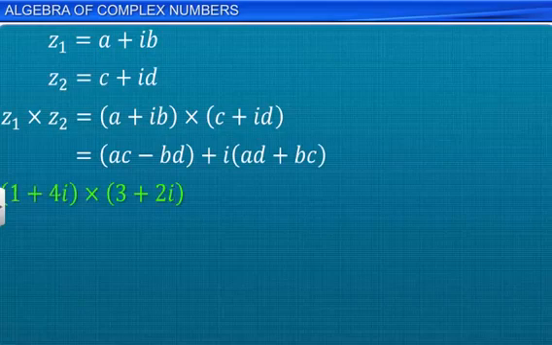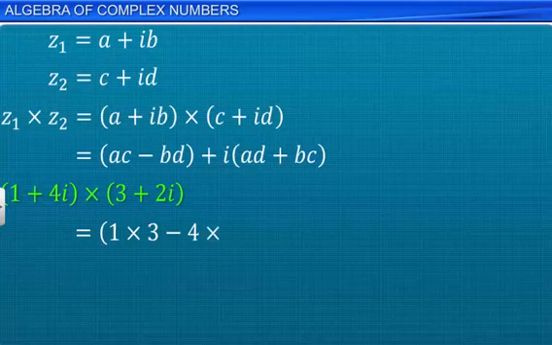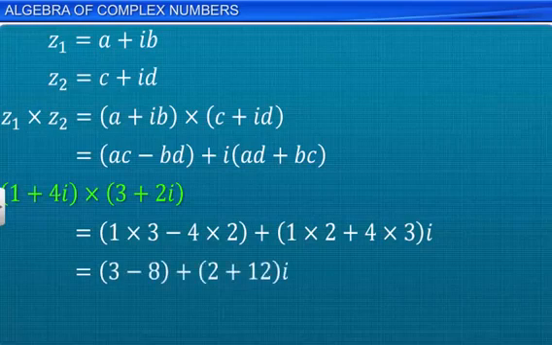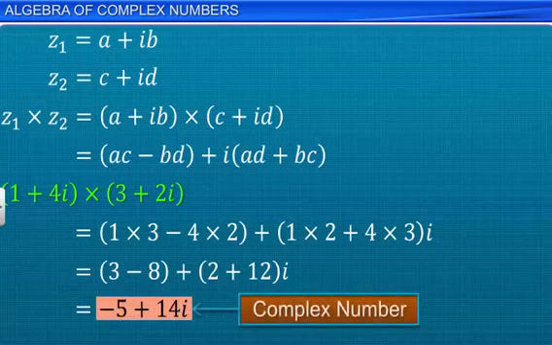Let's look at an example. Here we'll multiply 1 plus 4i by 3 plus 2i. On multiplication, we get minus 5 plus 14i. The product is also a complex number.